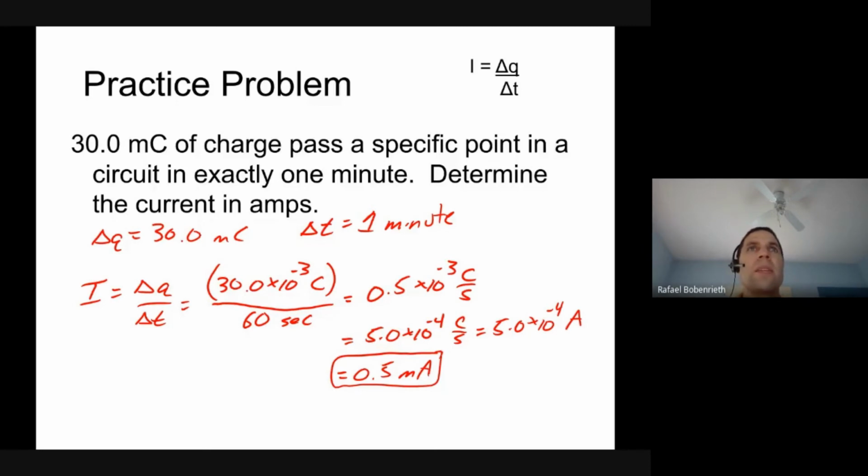And Roman asked a question about sig figs. Yeah, I should probably put 3 sig figs in there. Thank you. So we'll go with 5.00, or 0.500. All right.